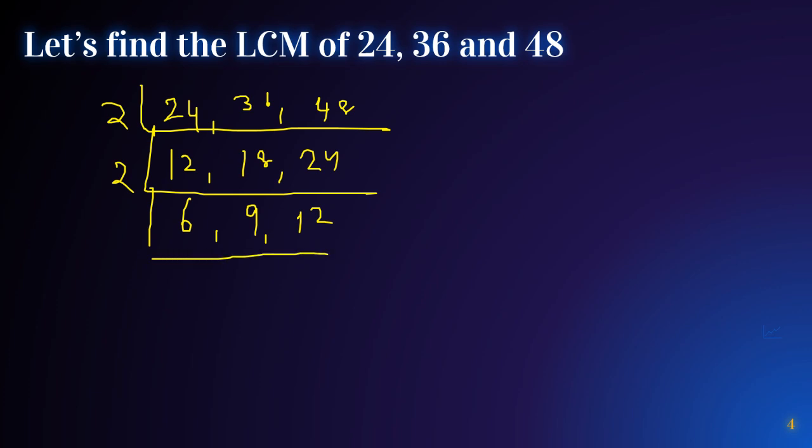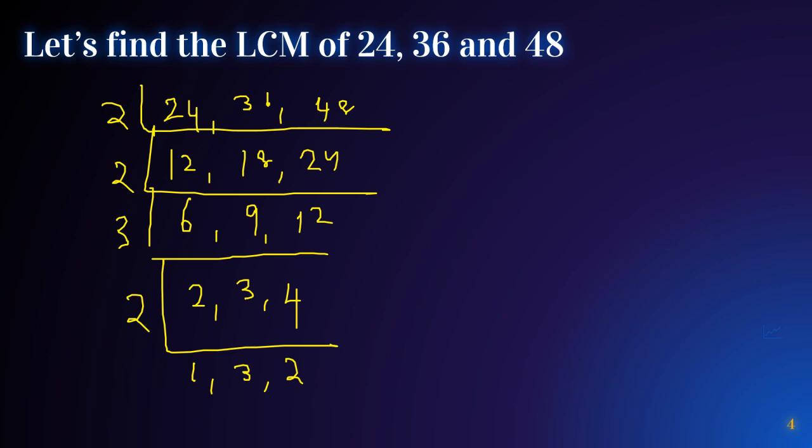Let's start with 3 now. So this will be 2, this will be 3 and this will be 4. I don't stop here, I'll still take 2. I'll have 1, 3. I just put 3 as such because 3 is not divisible by 2, and this will be 2. Now we can take the product of all these numbers. Here I cannot take the product because 2 and 4 still have a common factor. So I won't do that. I'll factorize them until I get numbers which don't have a common factor between them.